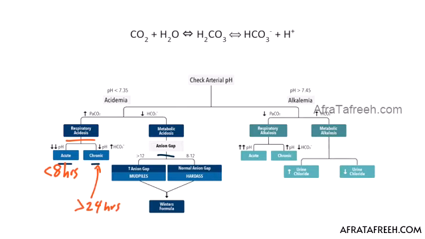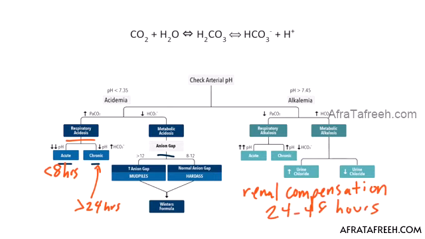The key to understanding an acute versus chronic respiratory acidosis is determining if the kidneys have adequately compensated for the acid-base disturbance. This is because renal compensation takes time, specifically 24 to 48 hours. In other words, renal compensation only occurs in a chronic respiratory acidosis, not an acute respiratory acidosis.